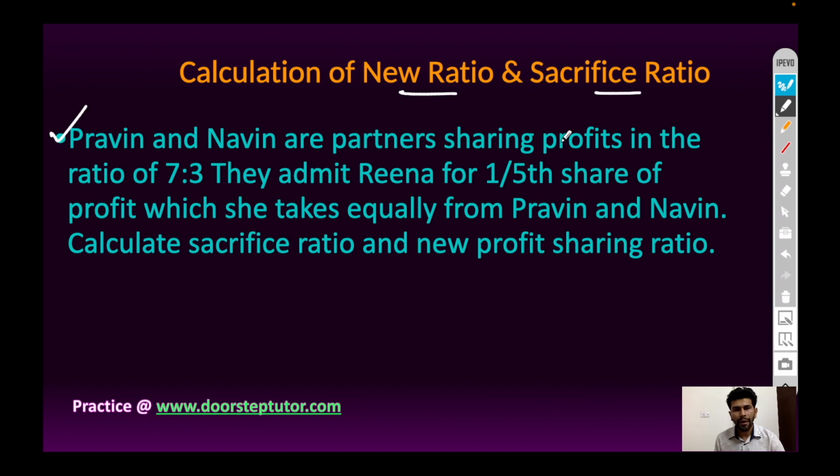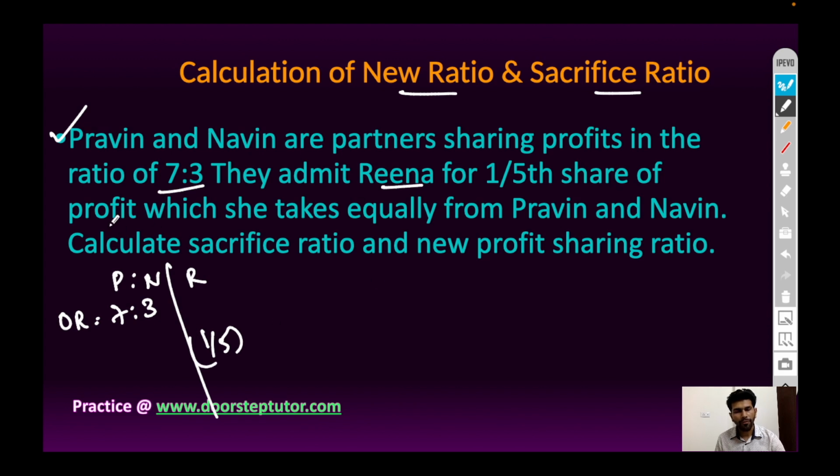Calculation of new ratio and sacrifice ratio. Praveen and Naveen are partners sharing profit in the ratio 7 is to 3. Praveen and Naveen are old partners and the old ratio is 7 is to 3. They admit Reena. Reena is the incoming partner. They admit Reena for 1/5 share of profit, which she takes equally from Praveen and Naveen. So the sacrifice ratio is equal. Calculate the sacrifice ratio and new profit sharing ratio.